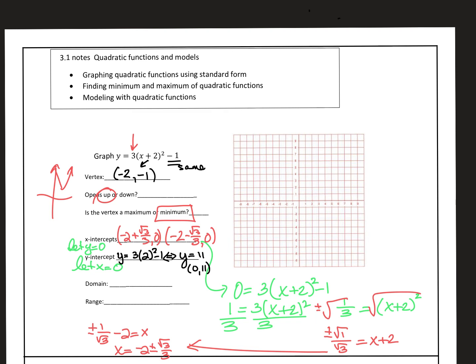Domain, meaning what can I put in for x? You can put anything in for x. You'd say -infinity to infinity. And my range, let's plot that vertex. So back 2, down 1.